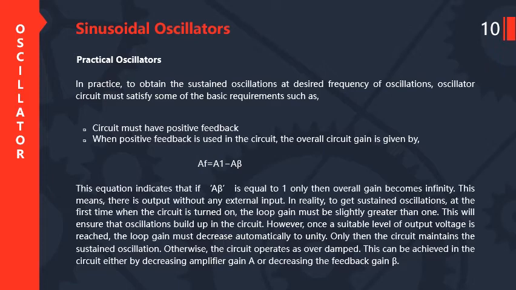However, when a suitable level of the output voltage is reached, the loop gain must decrease automatically to unity. Only then does the circuit maintain sustained oscillation, otherwise the circuit operates in an overdamped condition. This can be achieved in the circuit either by decreasing the amplifier gain A or decreasing the feedback gain β.